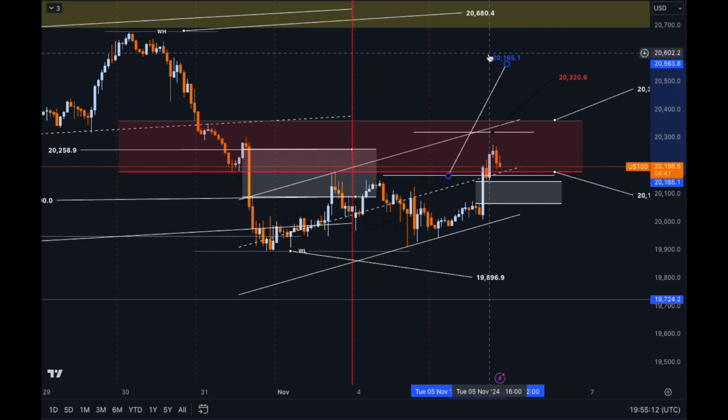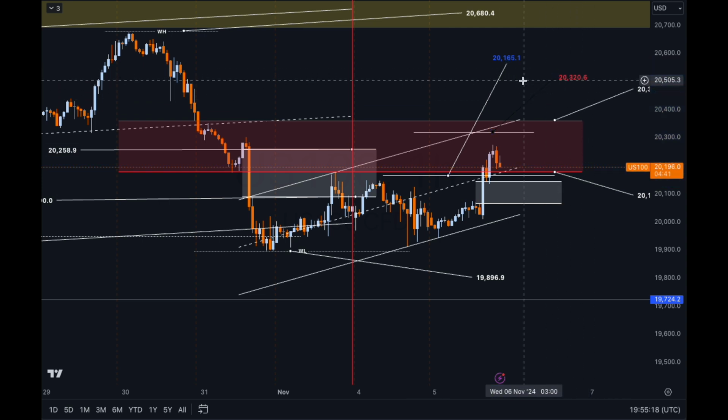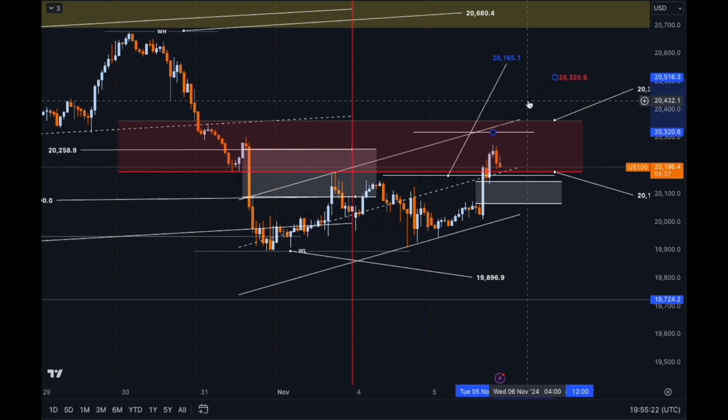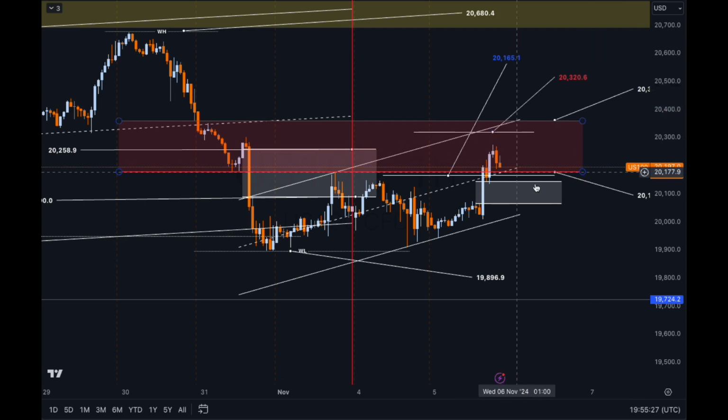So, this is the entry level, this is your stop level, right? This is your stop level, and once again, this is not financial advice. This is just how I would do it if I was going to make that move. Okay, so that's what we've got going on right now.